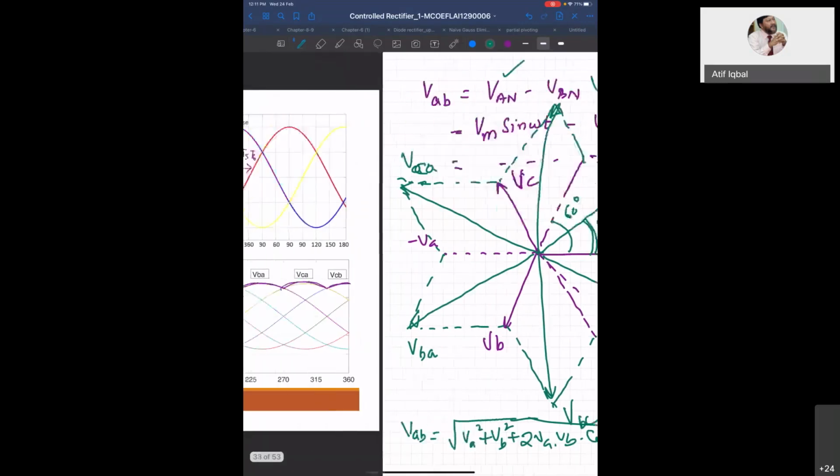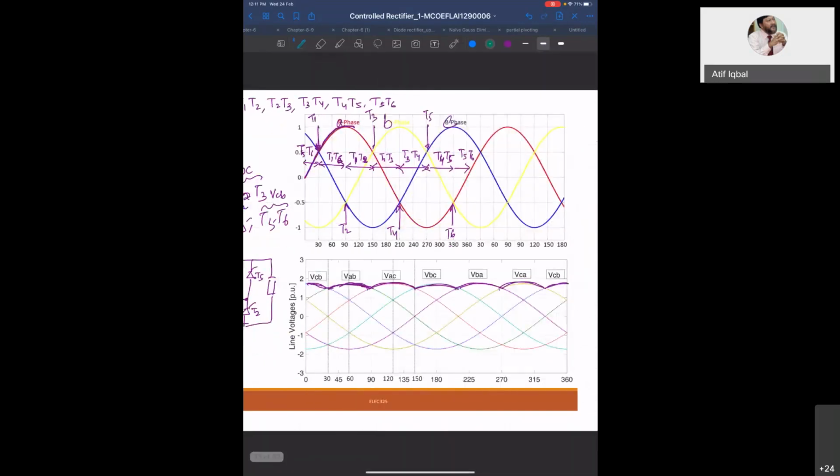So this is all you see here. This is my VAB. This is VAC. This is VBC. VBA. VCA. VCB.